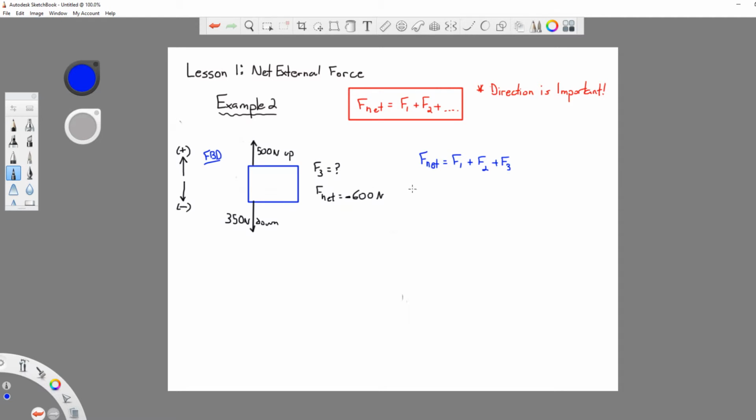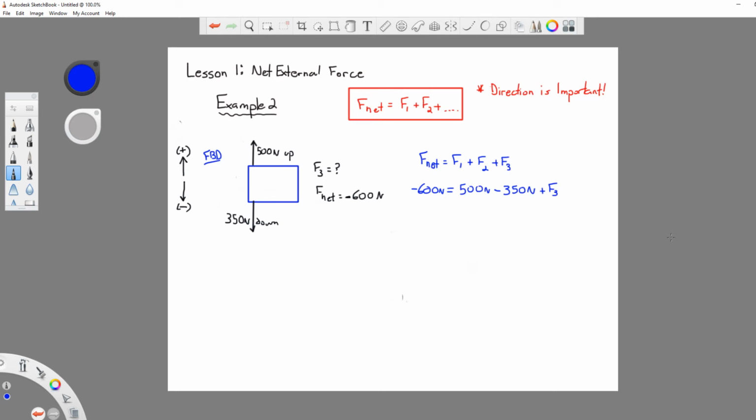So Fnet being negative 600 newtons is equal to F1, which was 500 newtons up, so we'll say positive 500, plus negative 350 newtons down, so I'm just going to say minus 350 newtons, plus F3, which we don't know.